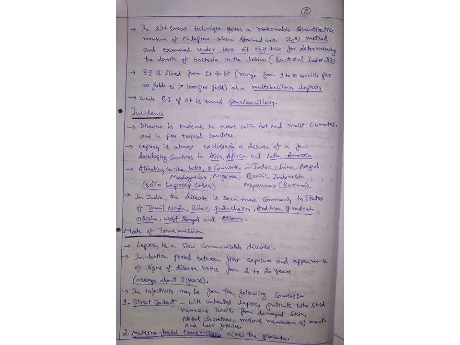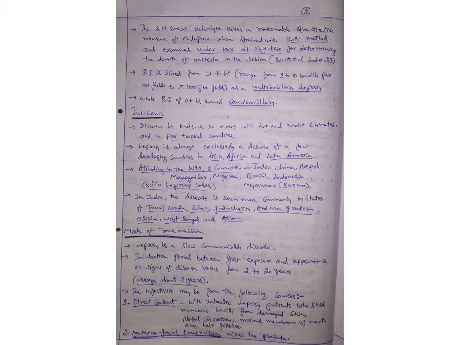Next, the slit smear technique gives a reasonable quantitative measure of Mycobacterium leprae when stained by the ZN method. With the ZN method, we identify the microorganisms and examine them under the 100x oil objective to determine the density of bacteria in the lesion. That is called the bacterial index, BI. Bacterial index BI is scored from 1 to 6, ranging from 1 to 10 bacilli per 100 fields. So for 100 fields, 1 to 10 bacilli will be there, and leprosy will be positive.